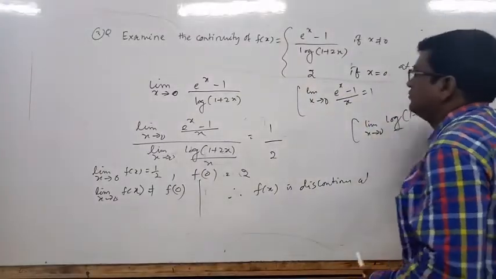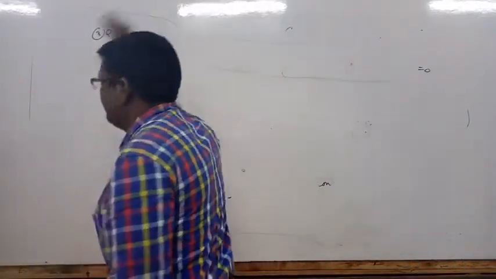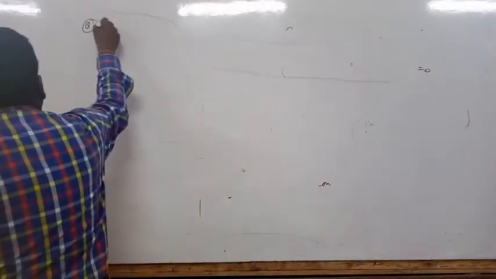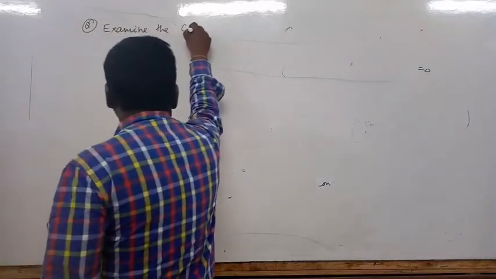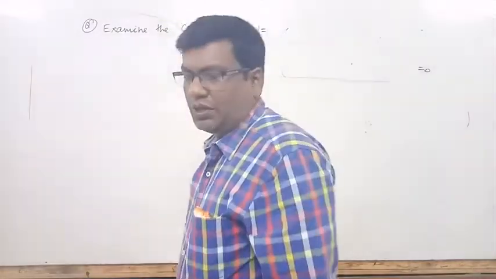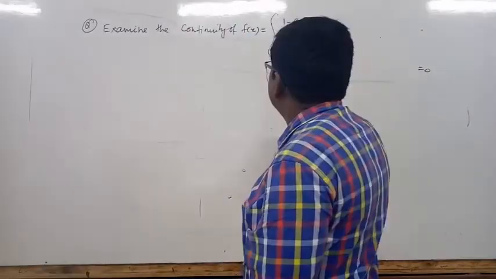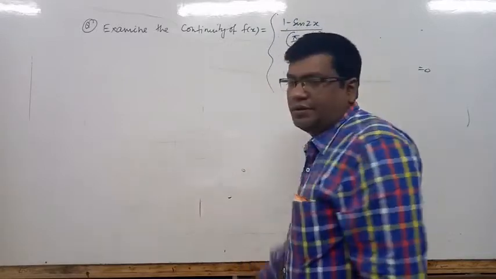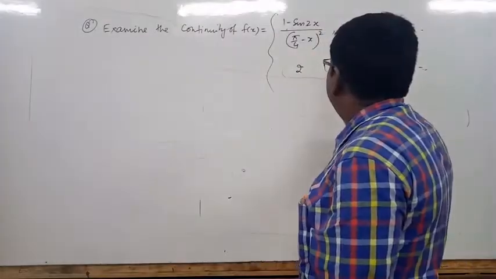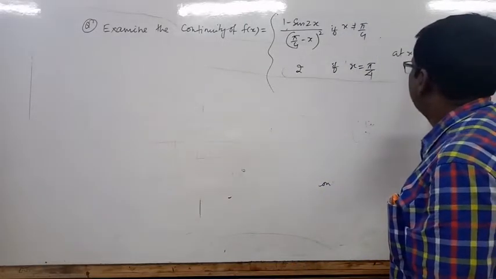Now another question. Examine the continuity of f of x is equal to 1 minus sin 2x divided by pi by 4 minus x whole square, if x not equal to pi by 4, and this is equal to 2, if x is equal to pi by 4. Similar process we have to do.